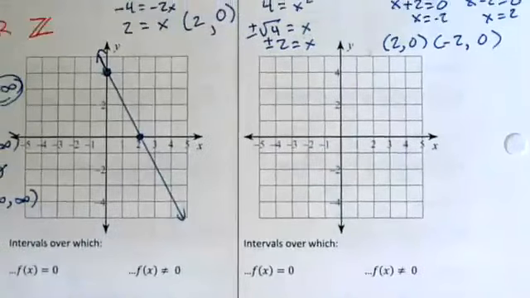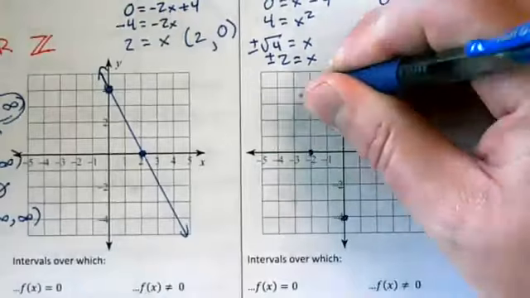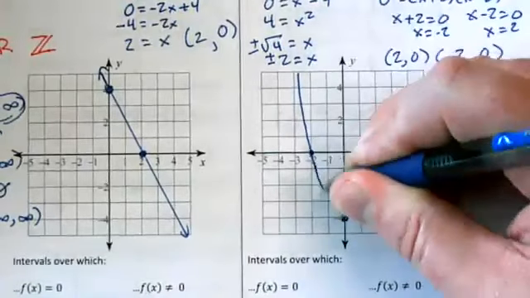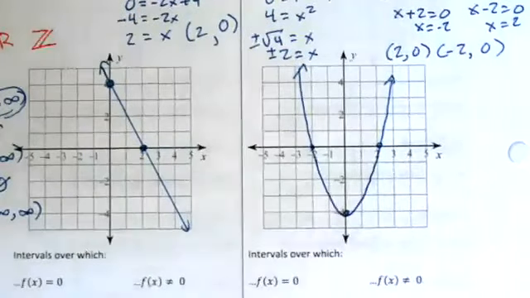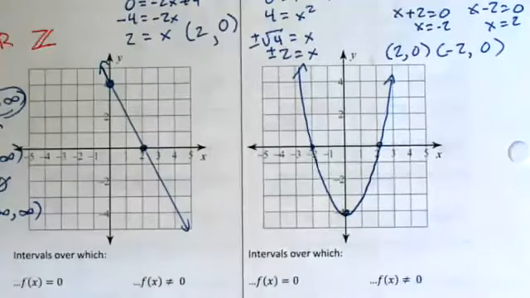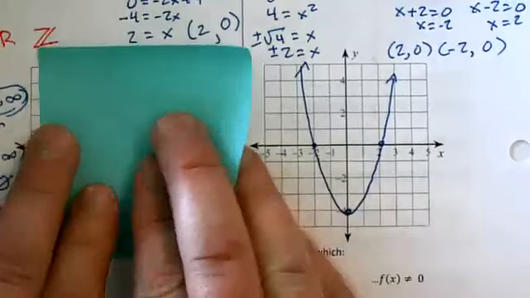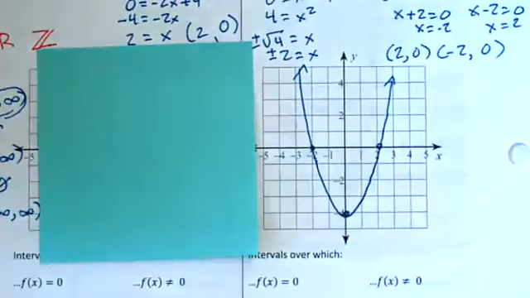Let's graph this thing. We got a y-intercept, a couple x-intercepts. And we're going to kind of leave it here. I want to tell you again, let me give you an example of how we're going to use this next week, just so we see where we're going, okay?